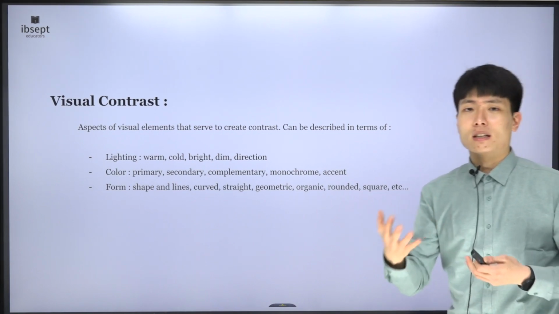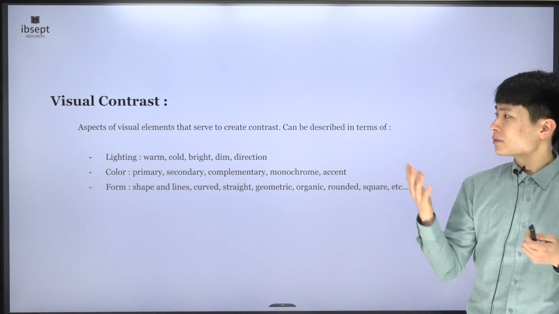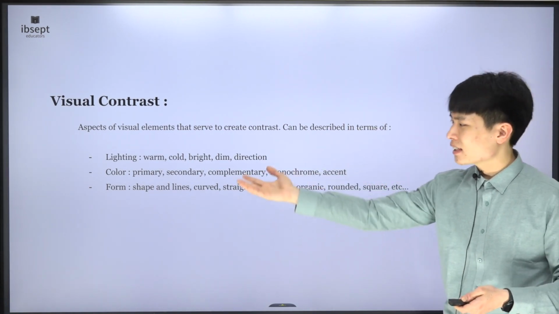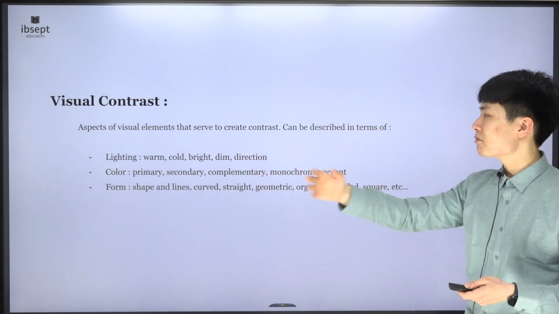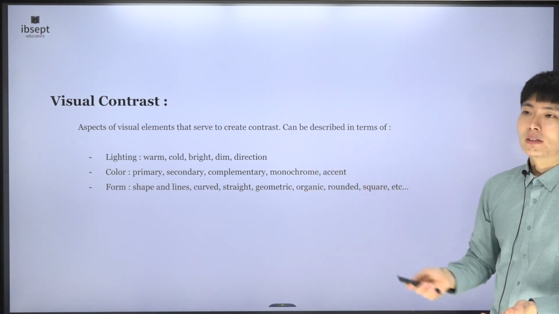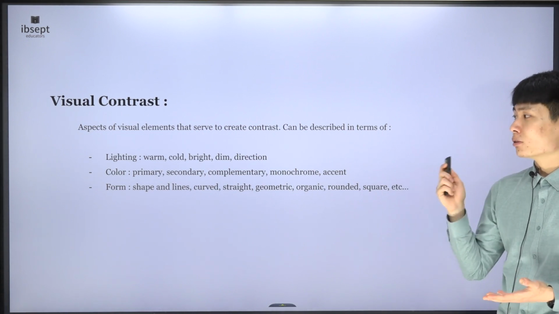So we're now going to talk about visual contrast. Visual contrast is created by a variety of elements: lighting, color, you can also talk about form. Again, we're going to be looking at this in more detail, so I'll give you a moment to look at that and then we will move on.